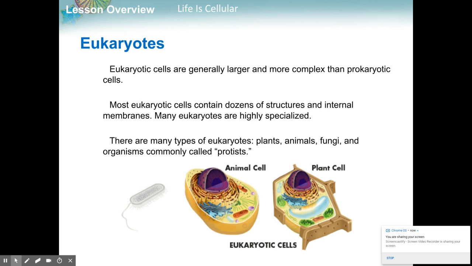Eukaryotic cells generally are larger and more complex. They contain dozens of highly specialized structures called organelles. Eukaryotes include plants, animals, fungi, and organisms commonly called protists. There's a lot of debate as to what a protist actually is, and if you look at current science textbooks, it looks very different from those of just 10 years ago.